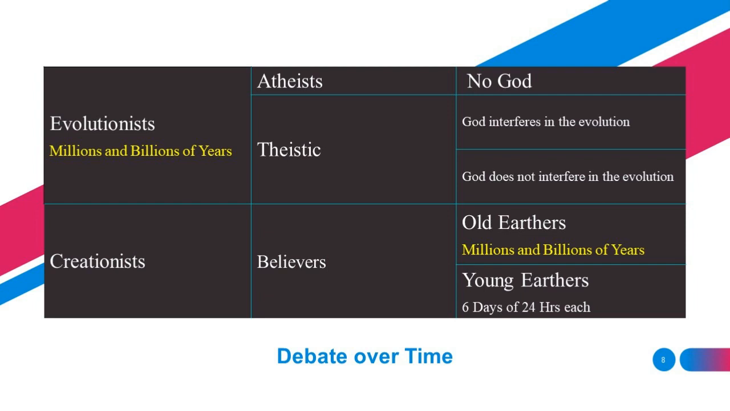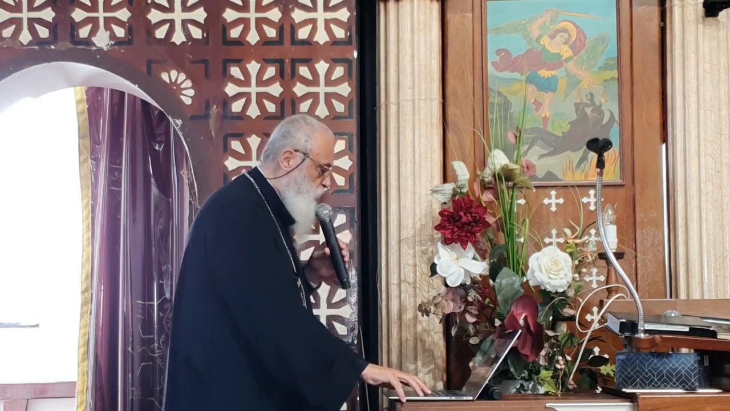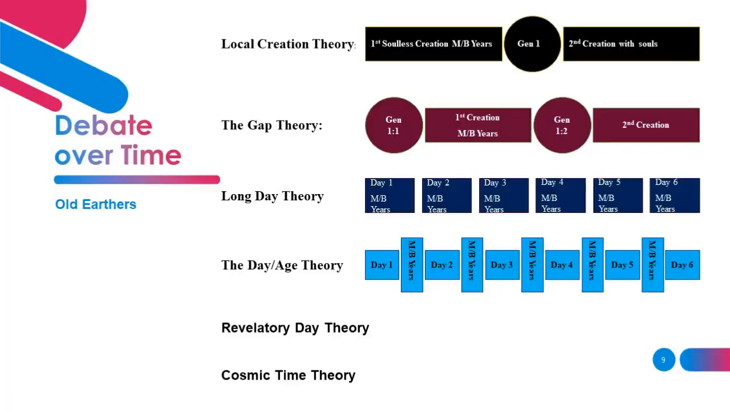The theistic evolution, pantheistic evolution, and creationists are also divided into two classes: the old earthers and the young earthers. Old earthers, like the evolutionists, believe in billions and millions of years. Young earthers believe in six 24-hour days of creation according to the book of Genesis. Old earthers, quickly, I'm not going again to talk much about it. I've got so many ideas.